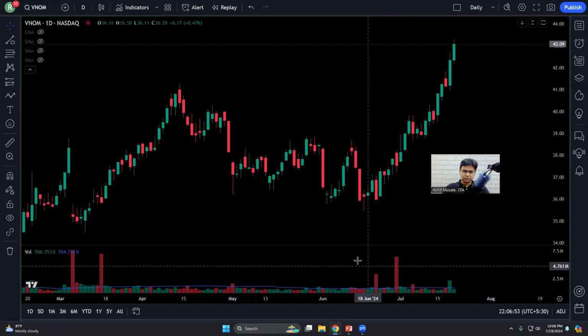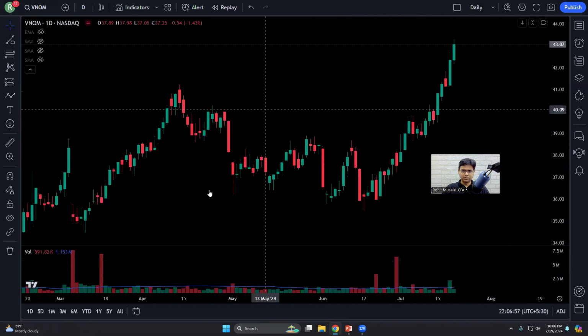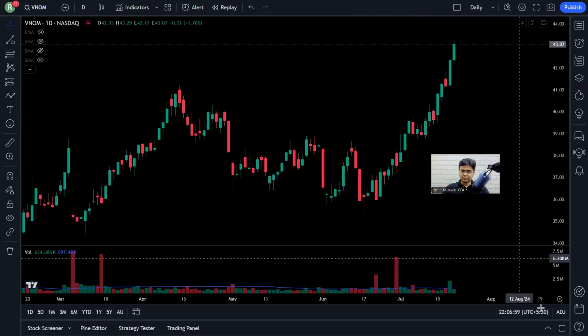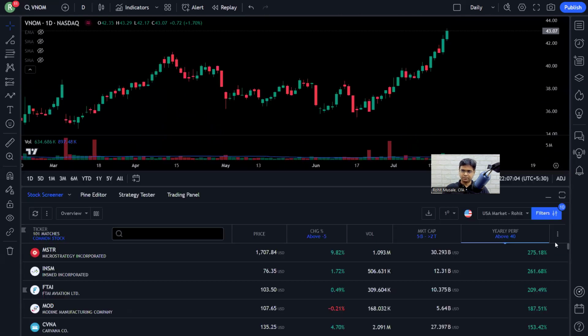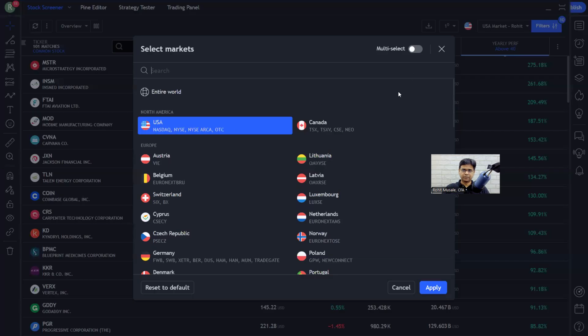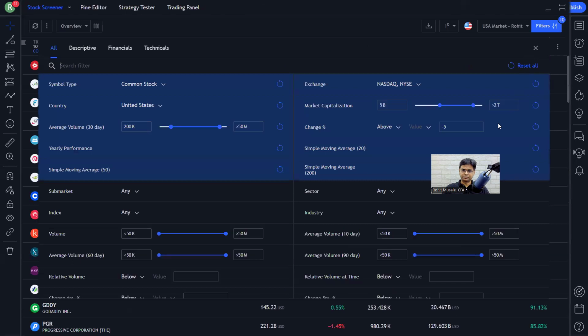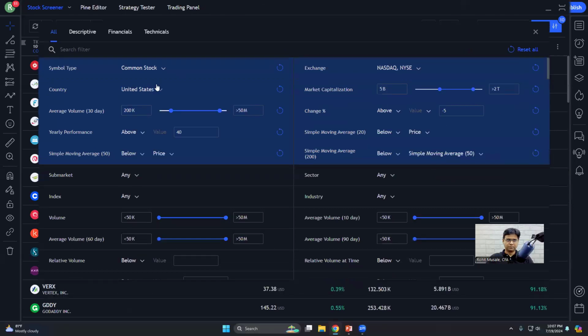Okay. So go to the stock screener. Open this. Okay. First, make this US market. Okay. This is US. Then make this daily. Okay. Then go to filters. Now see, these are the filters I have put in here.